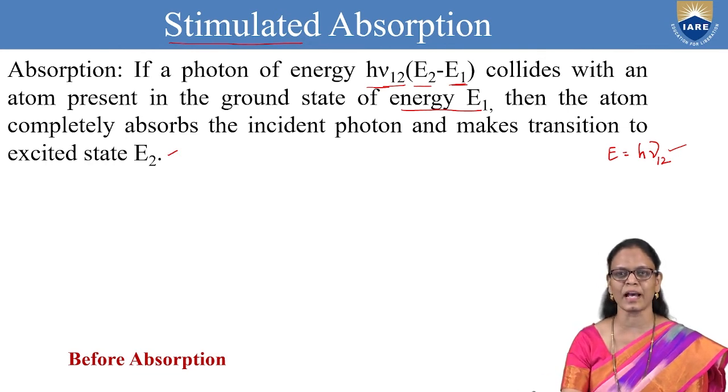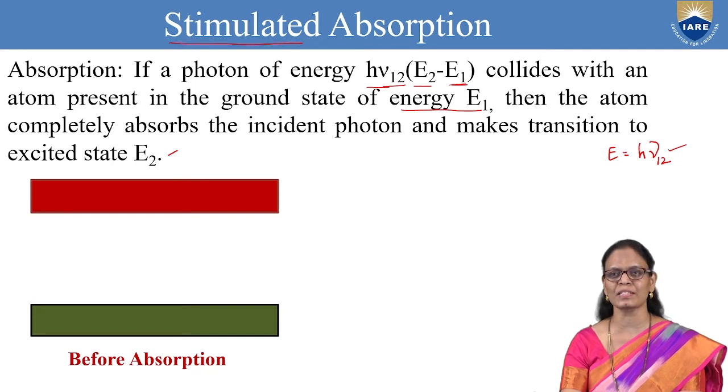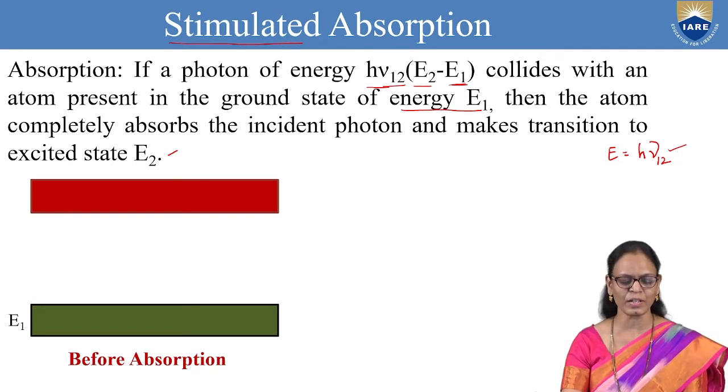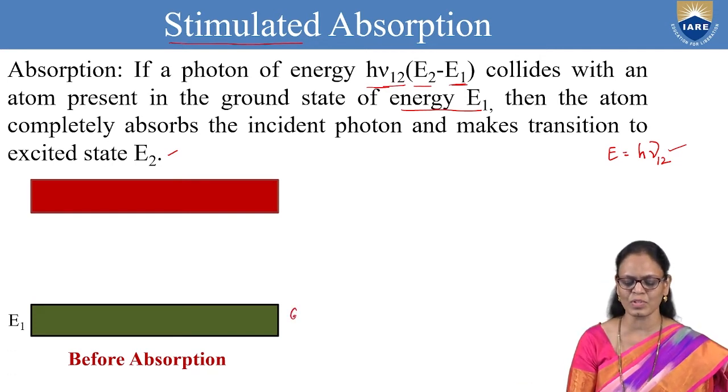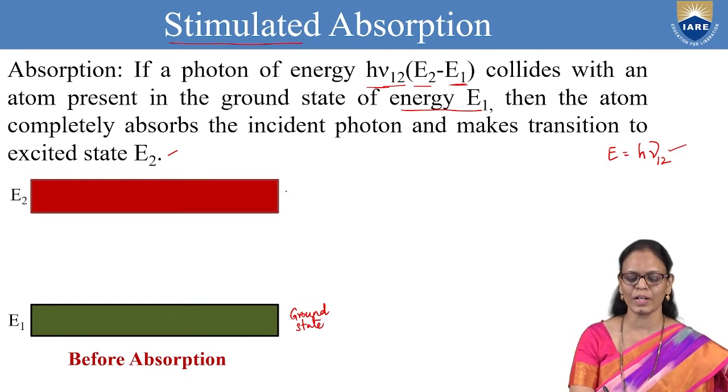Now let us see the diagram. We have two different states. We have E1, which we call the ground state. And then we have E2, which we call the excited state or higher level excited state.